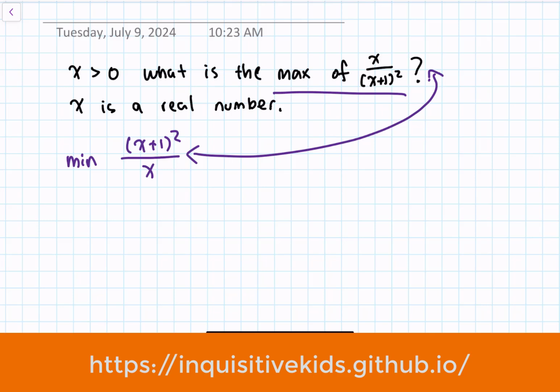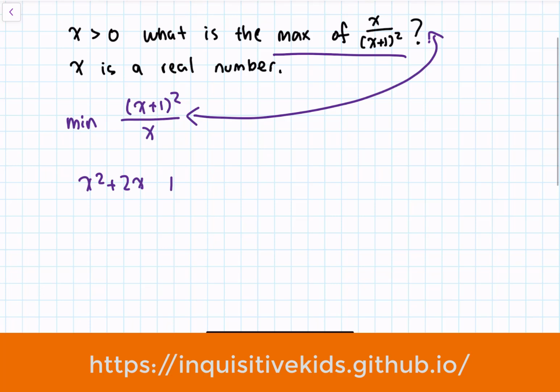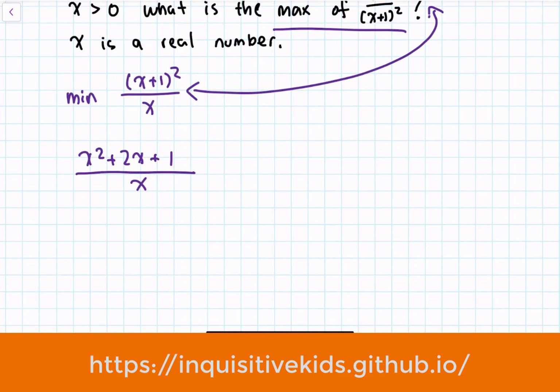So let's do this. We can first try to expand the top, and we're going to get x squared plus 2x plus 1 over x. So here's something you need to know. If we have a minus b squared, this value has to be greater or equal to 0 because it's a square. So if we expand it to get a quadratic function like this, it's still greater or equal to 0.